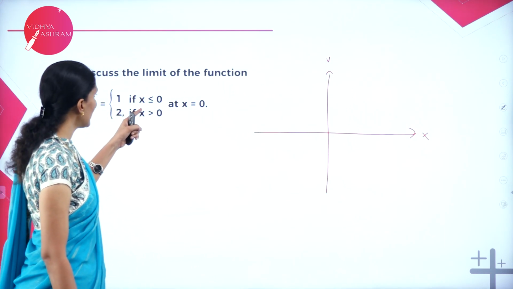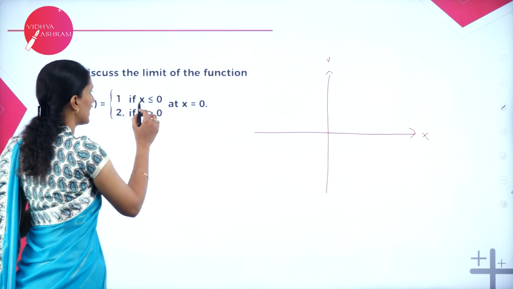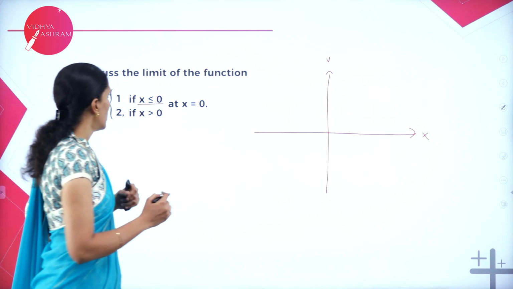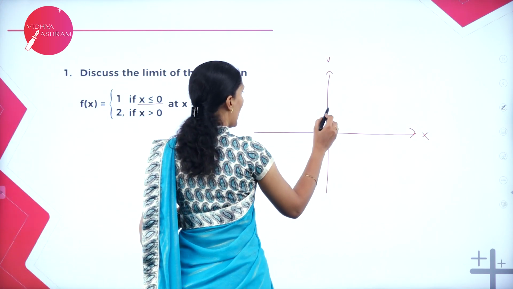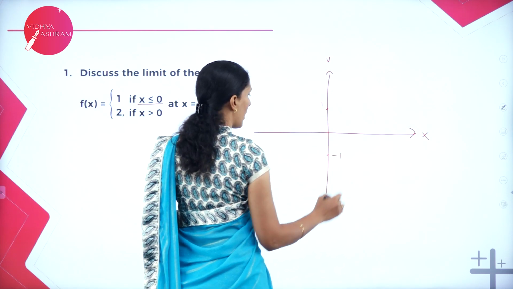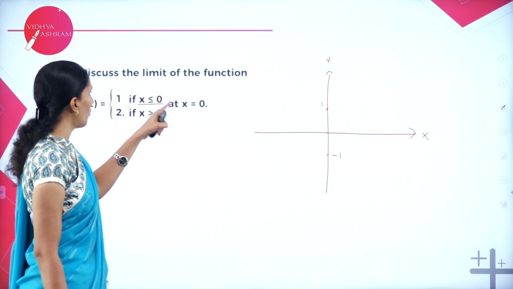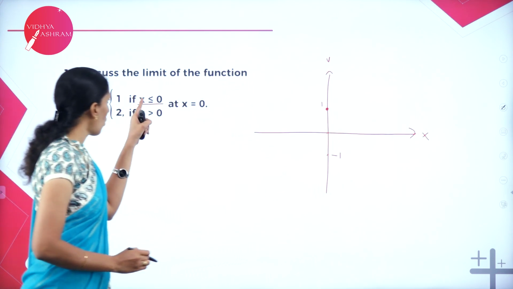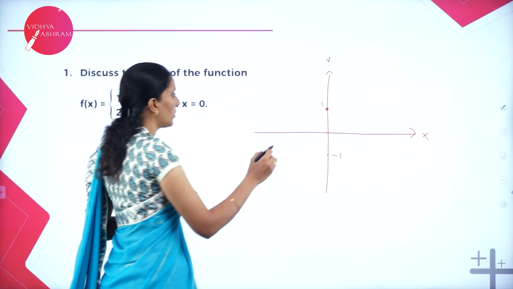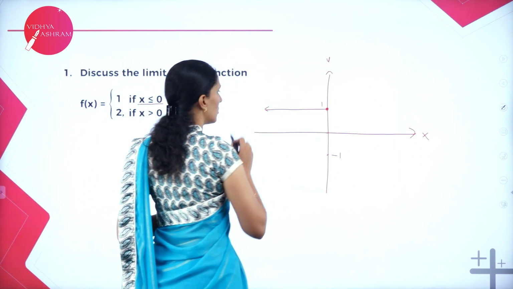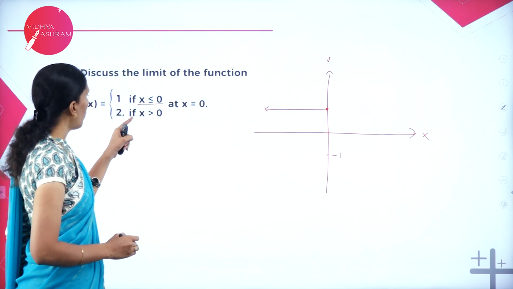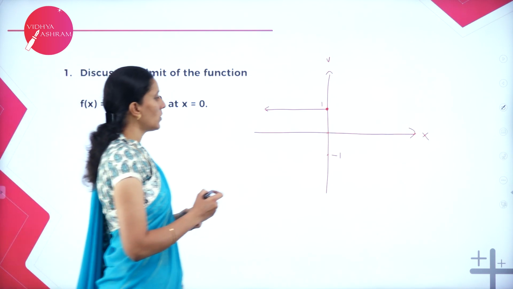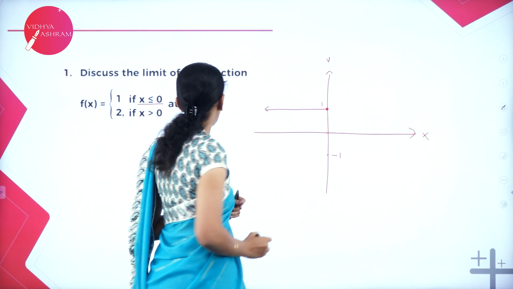So here they have clearly said for all the values of x equal to 0 and less than 0, the value of the function is 1. So I'll take this as 1, I'll take this as -1. For 0, the value of the function is 1, and for all the values less than 0, it is equal to 1. Now, for x greater than 0, the value of the function is 2. So here, let me take this as 2.